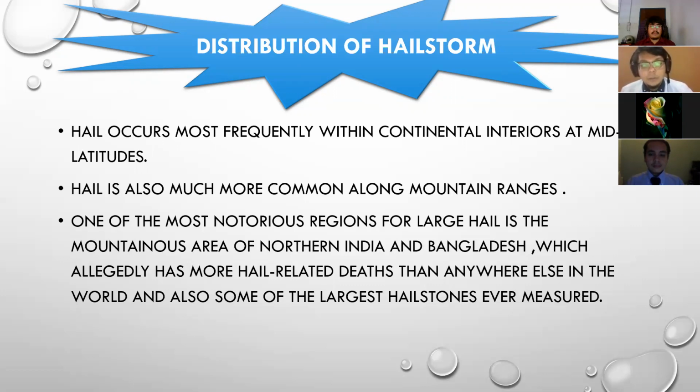Hail is also much more common along mountain ranges. One of the most notorious regions for large hail is the mountain area of North India and Bangladesh, which are reported to have more hail-related damage than anywhere else in the world, and also some of the largest hailstones ever measured.